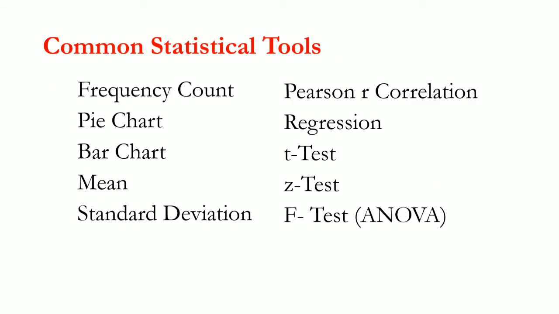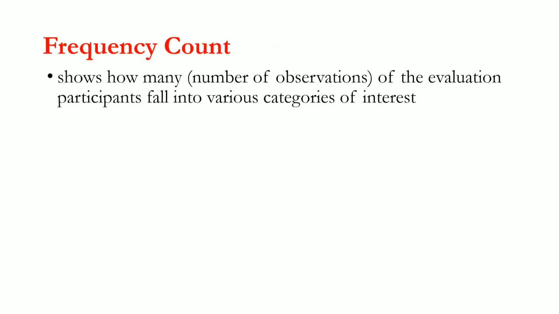The following are common statistical tools in researches done by beginners like you. We have frequency count, pie chart, bar chart, mean and standard deviation for descriptive statistics. And then if you need to do hypothesis testing, usually we encounter in simple researches Pearson R correlation, regression, T-test, Z-test and F-test, or analysis of variance ANOVA.